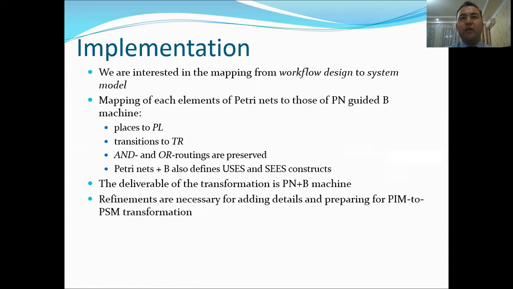An abstract machine that we obtain from the PN and PN plus B transformation as a system model is an abstract specification of the PN plus B machine. This abstract model is not suitable for PIM to PSM transformation and by far for direct execution on the computer. Therefore, we have to perform several stages of refinement within the system model. The refined model will then be more concrete and detailed enough for further PN plus B to code transformation.